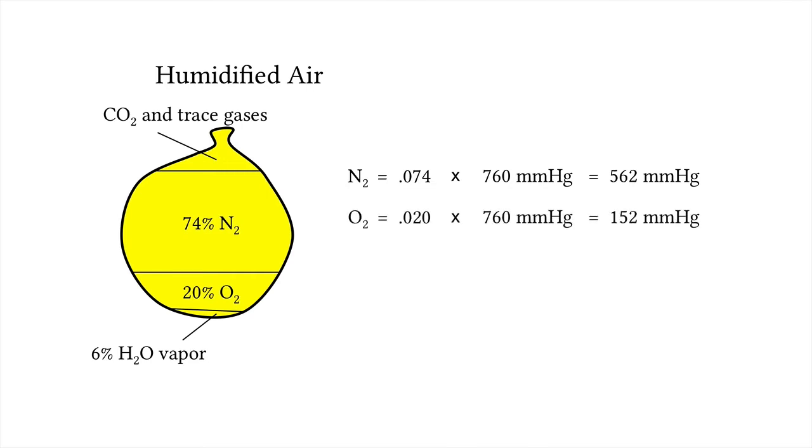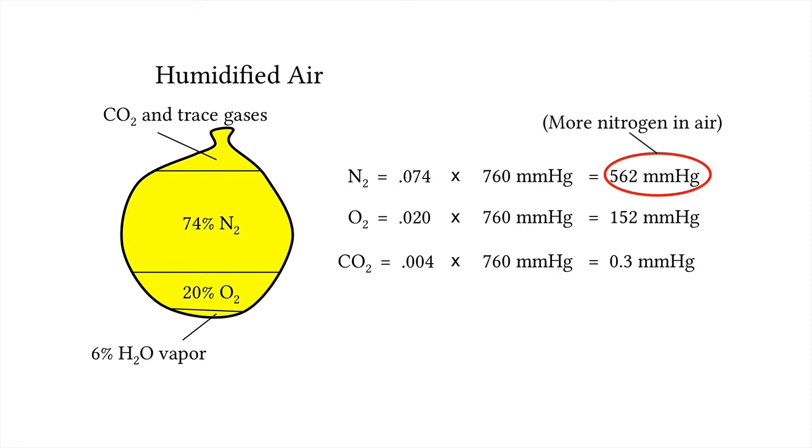Doing this with oxygen, we get 152 millimeters of mercury for its partial pressure, and 0.3 millimeters of mercury for carbon dioxide. This information lets you know how much of each gas is in the air. If a gas has a higher partial pressure, there is more of that gas in the air to cause that pressure. Make sense? So when we inhale humidified air, we take in nitrogen at a partial pressure of 562 millimeters of mercury, oxygen at a partial pressure of 152 millimeters of mercury, and carbon dioxide at a partial pressure of 0.3 millimeters of mercury. Thus, we know there's not a lot of carbon dioxide in air, but there's almost 4 times as much nitrogen as oxygen in it.